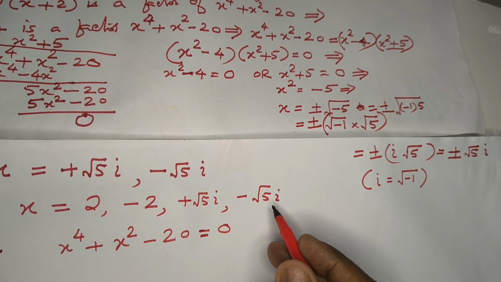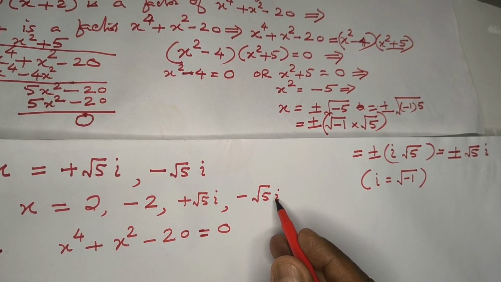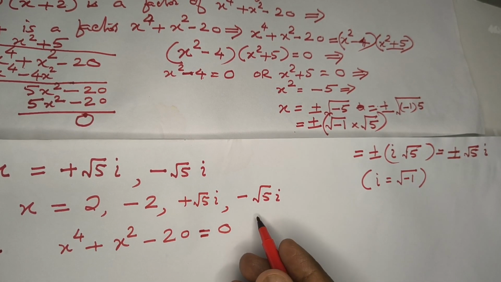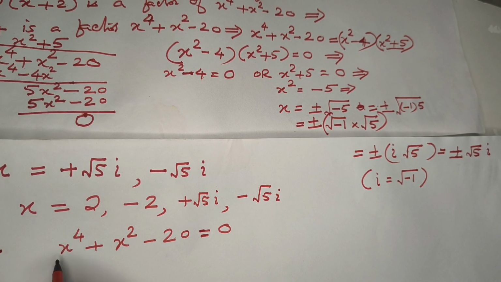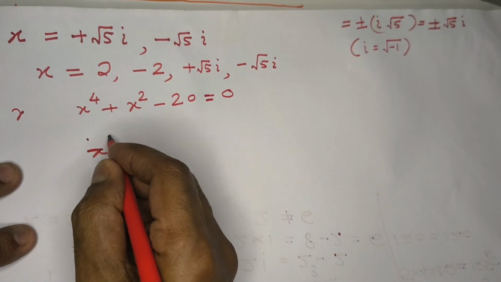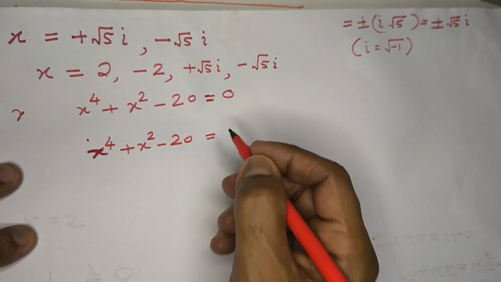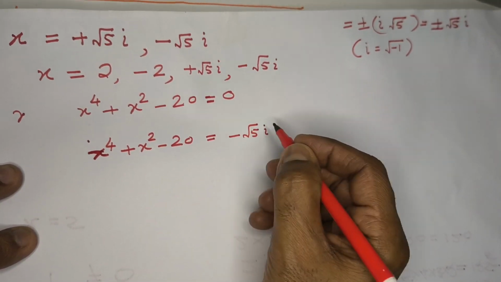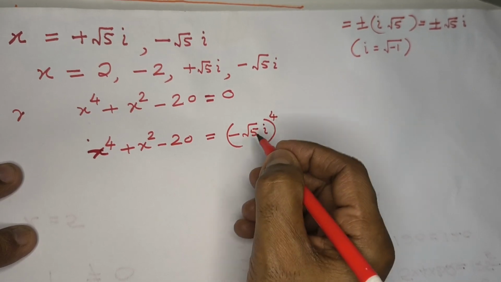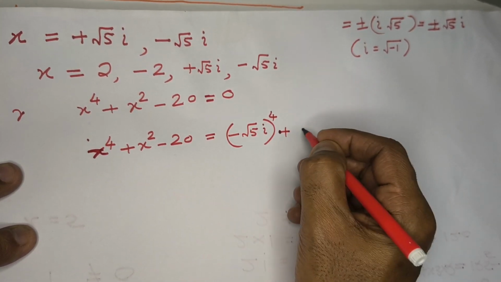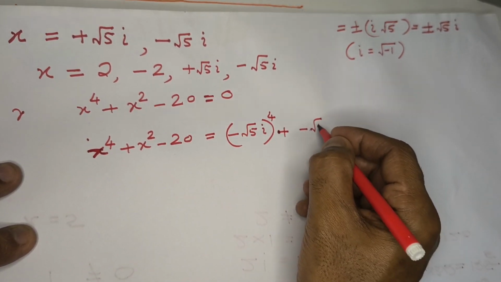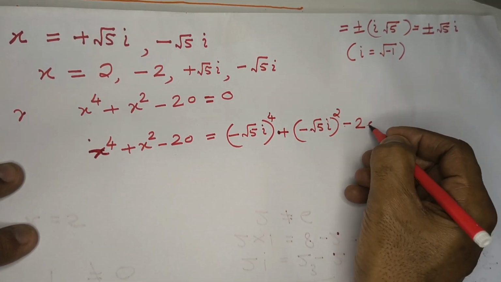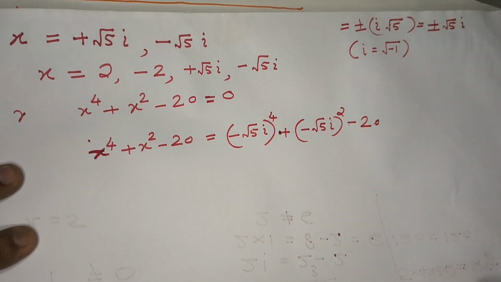Let me verify the last root, minus root 5 I. This is the last root of the equation. To verify that, you just plug in that number here. Okay, let me write this again. Equal to minus root 5I the whole raised to 4, plus minus root 5I the whole square, minus 20. This is what you get by substituting.